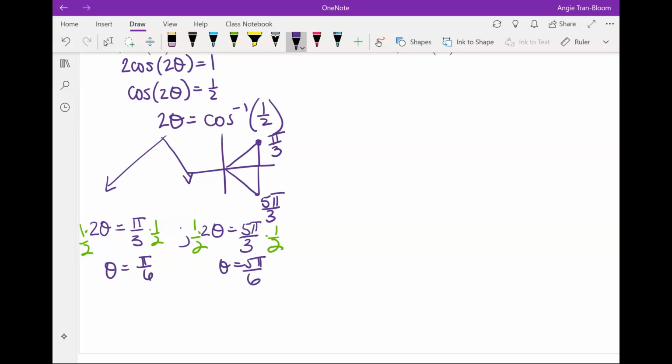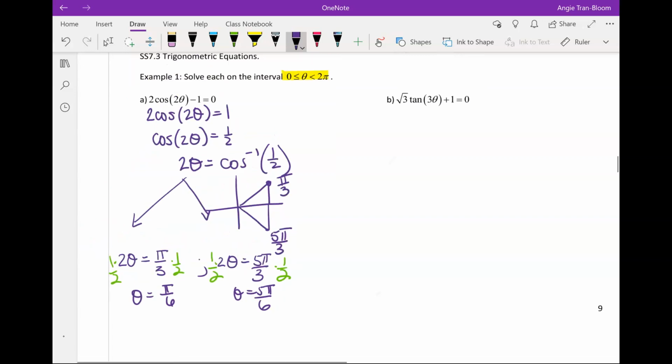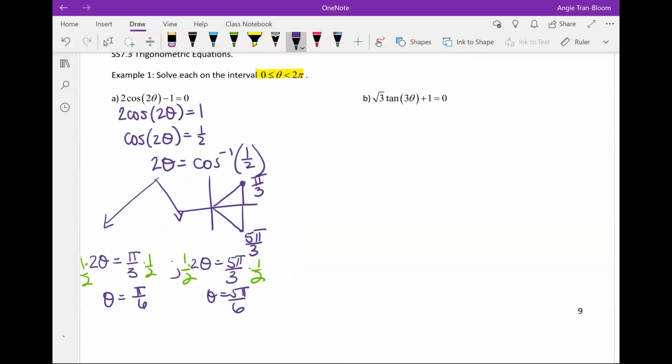Now, are we done? Do we box that up? You think we're done? Yeah? How do you know you're done? And how do you know when you're not done? We have to check to see if it's in the limitation, and our limitations, it says 1 theta can only be between 0 and 2 pi. Are we okay? Yes. Could there be more? Yes. How do you know?